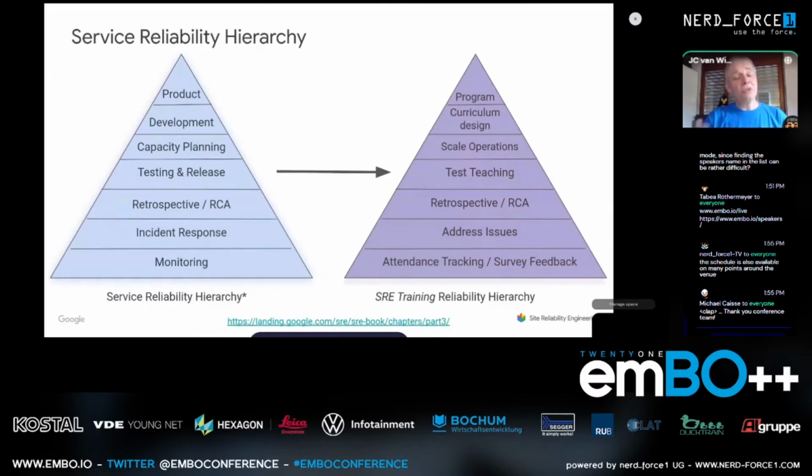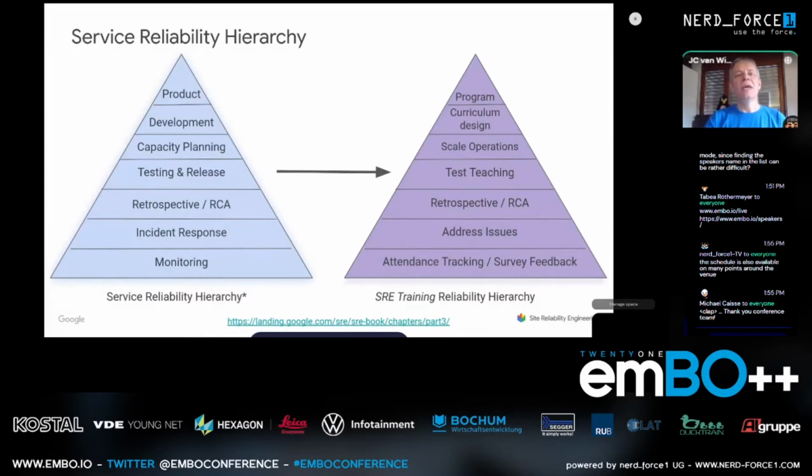So monitoring is paramount, the most important thing. If monitoring shows you something is going wrong, you need incident response. You need the fire department to put out the fire. Then after a fire happened, you need to have a retrospective and a root cause analysis. Why could this happen? And what is the root cause of this happening? And how can we make sure this never, ever happens again?